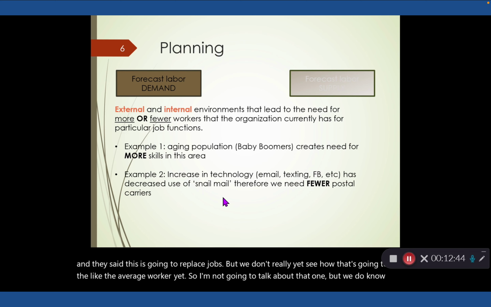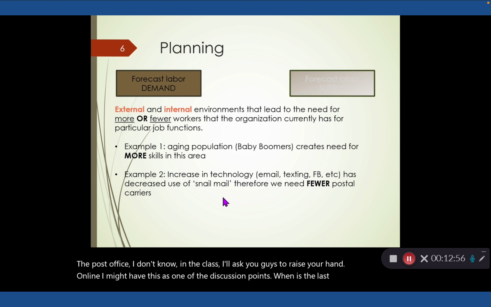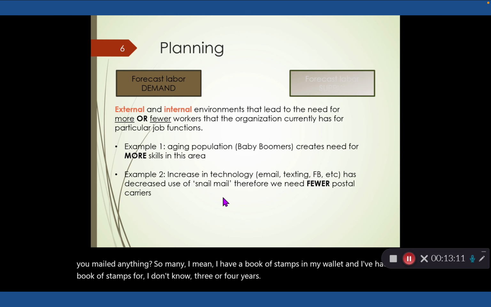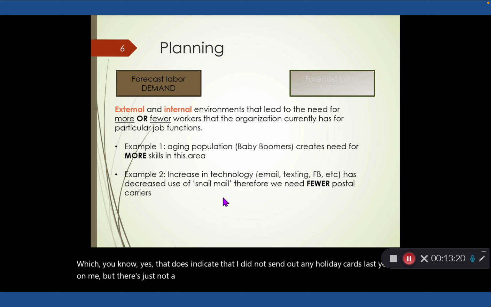So thinking about the post office, I don't know. In the class, I'll ask you guys to raise your hand. Online, I might have this as one of the discussion points. When is the last time that you mailed anything? I have a book of stamps in my wallet, and I've had that book of stamps for, I don't know, 3 or 4 years, which, yes, does indicate that I did not send out any holiday cards last year. Bad on me. But there's just not a lot that we mail anymore. Most of our bills we can pay online.